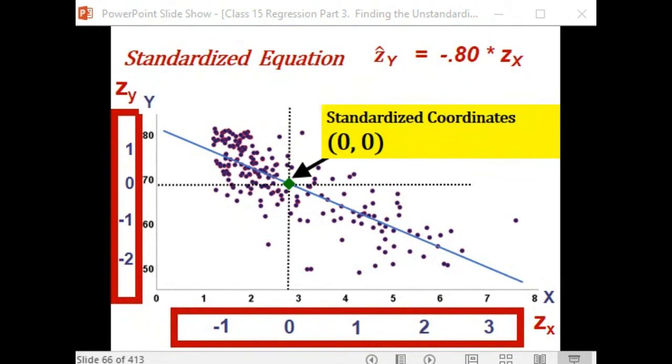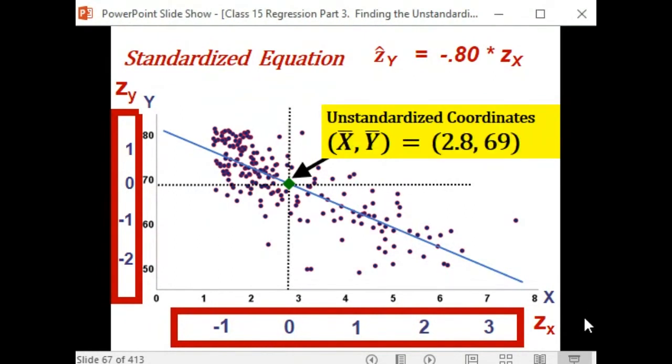So this means that the point 0, 0 is always on one of the points on the regression line if we're using standardized coordinates. And the point whose coordinates are the mean of x and the mean of y is always on the regression line if we're using the unstandardized coordinates.